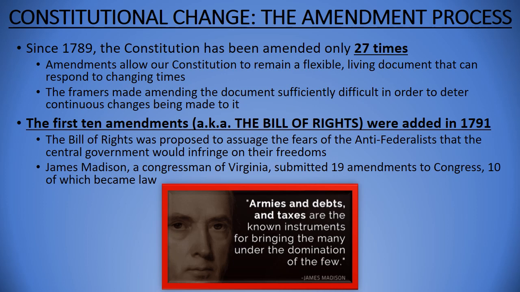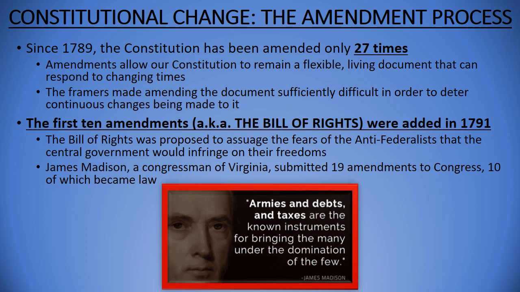So since 1789, the Constitution has only been amended 27 times. I believe there have been like over 11,000 amendments proposed, and only 27 of them made it to the finish line. So it's hard to do, but it is possible. But our founders didn't want our Constitution just changing every year, every 2 years, every 4 years. And so they made it difficult enough that if it was going to be changed, you really needed a lot of support.